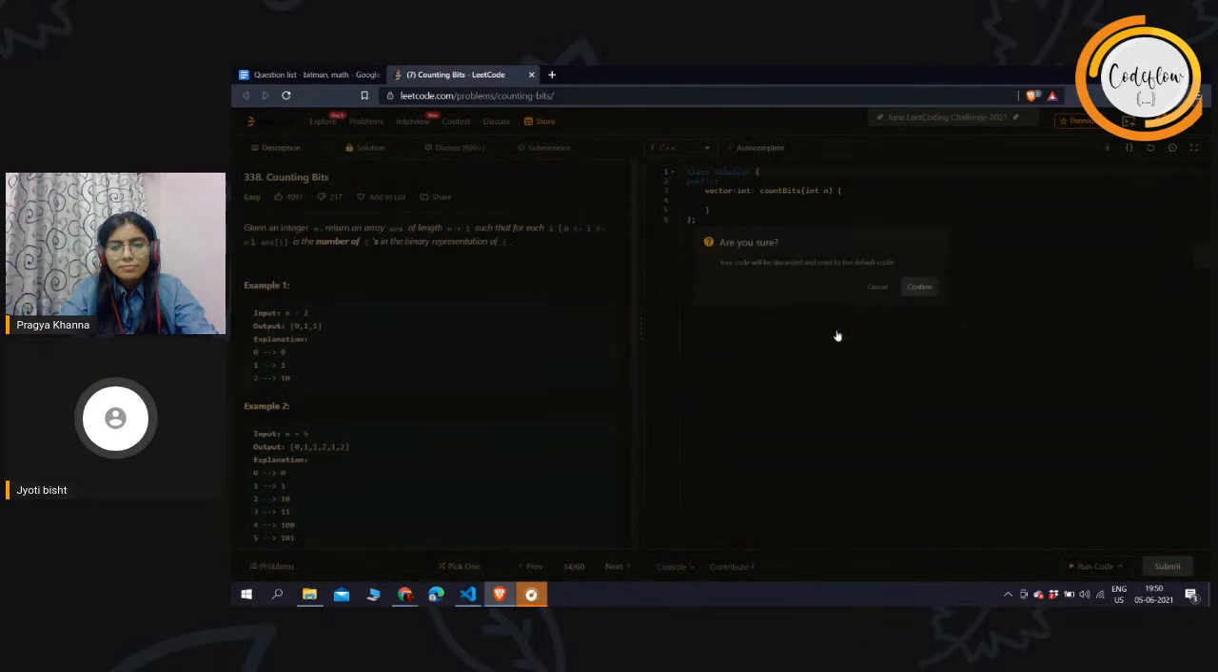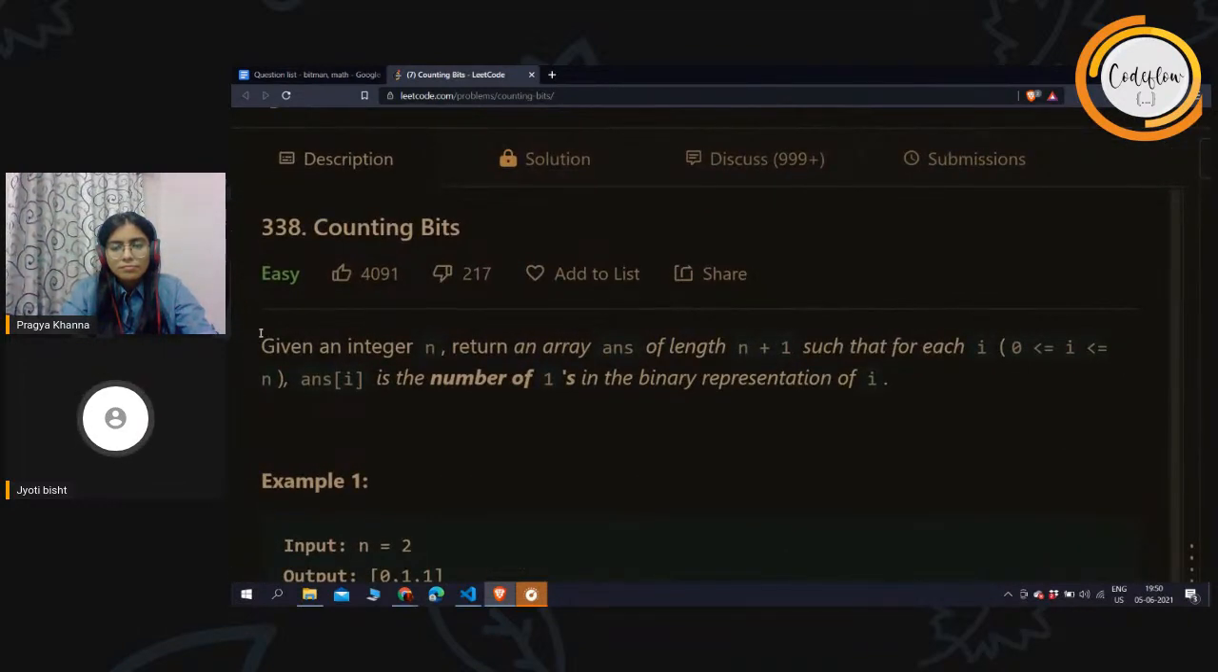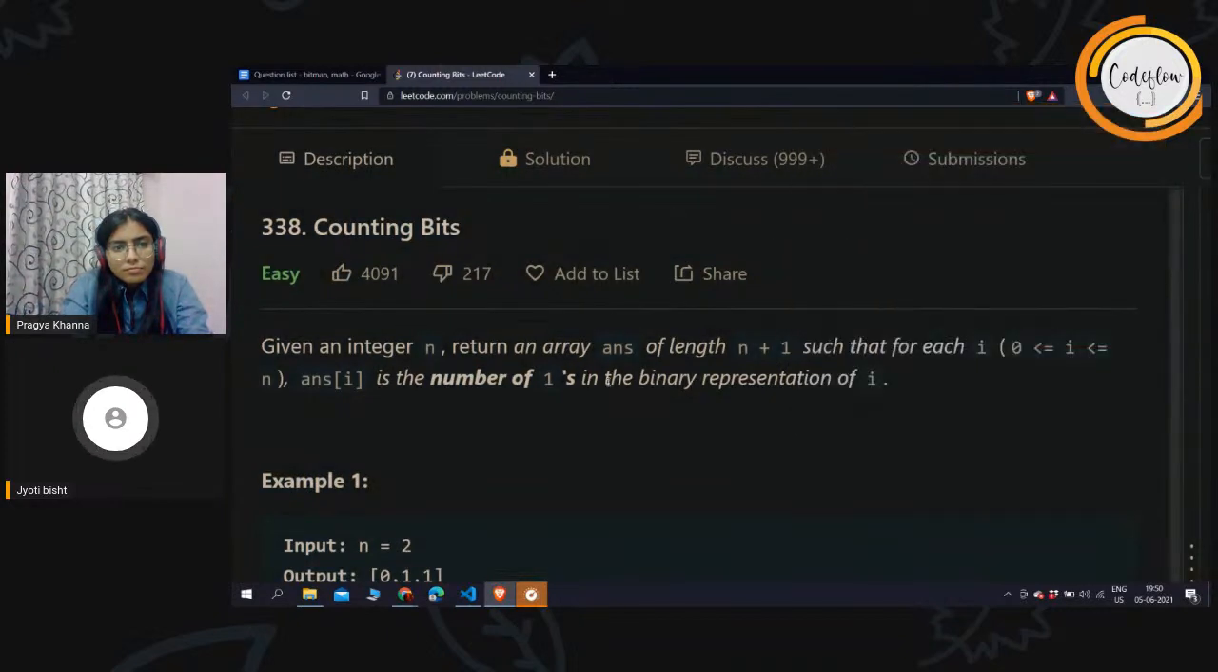I've solved this before. This is the question. You are given an integer n. You have to return answer, that is a vector of length n plus 1, such that for each i from 0 to n, answer[i] is the number of ones in the binary representation of i. As you can see, many people have liked this since it is widely popular. This is a very famous question.